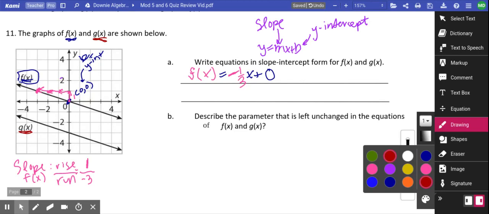Let's write an equation for g of x in the same way. For g of x, I'm going to need both a slope and a y-intercept. Let's take a look at my y-intercept. I see that my y-intercept, where my graph crosses the y-axis, is at the point 0, and we went down 1, 2, 3. I call this ordered pair 0, negative 3, where my y value, or my y-intercept, my b value, in this case, is negative 3.